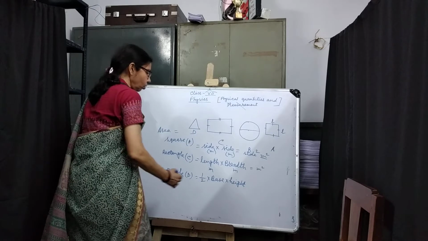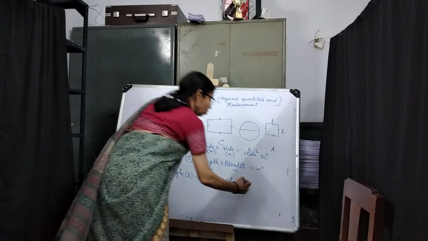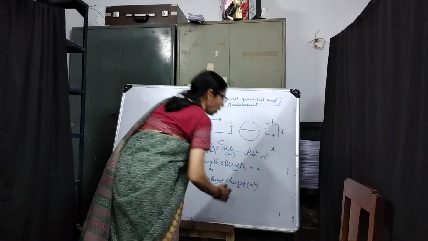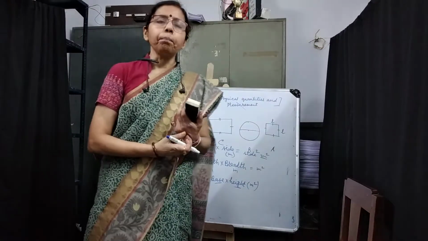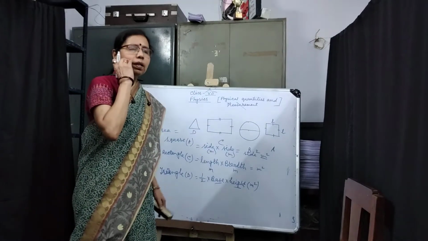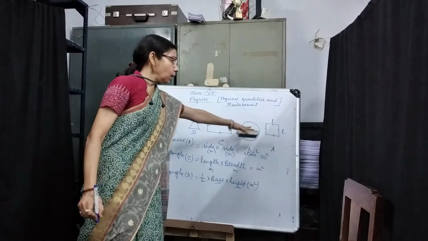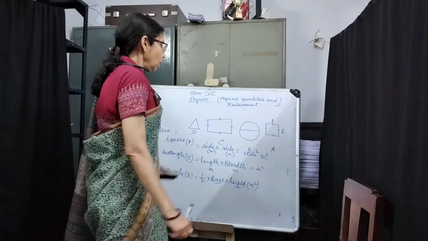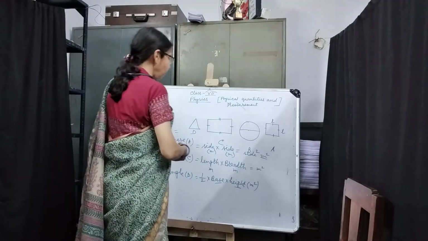So here base is also in meters, height is also in meters. So we get half base into height, meter square. These are the different ways by which we can measure the area of different shapes, maybe the triangle, rectangle, circle and the square. In a circle we get pi r square, that is the area.